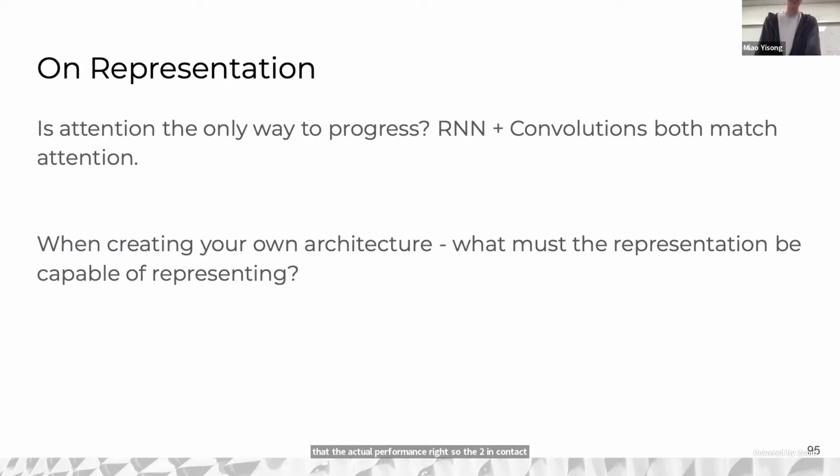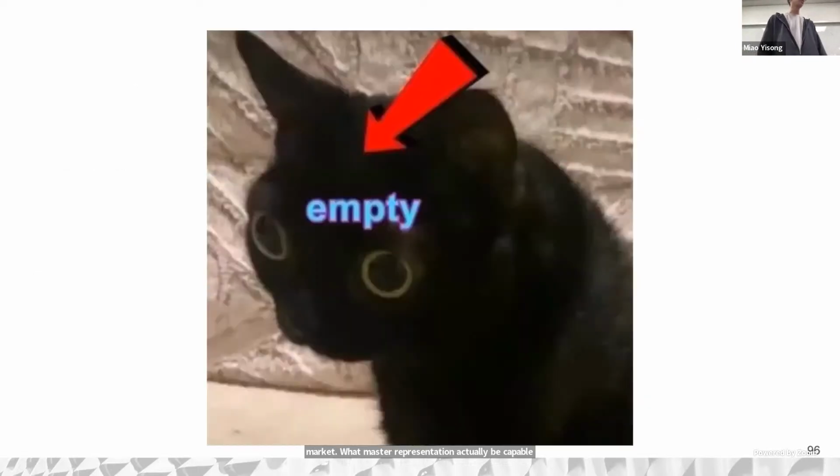I guess like someone over there in general said, are LSTM and RNN still relevant? Then is attention really the only way of progress? These two models are based off RNNs and convolutions, and they both match the performance of attention. So is attention really the only way to get better results, better language models? And the other takeaway is, when you're creating your own architecture, what must your representation actually be capable of representing to get good results? Okay, so questions.